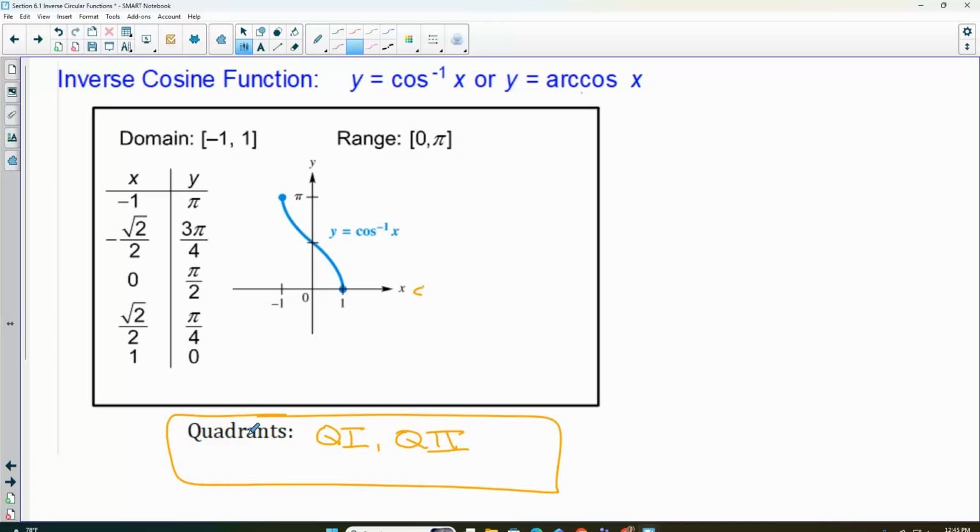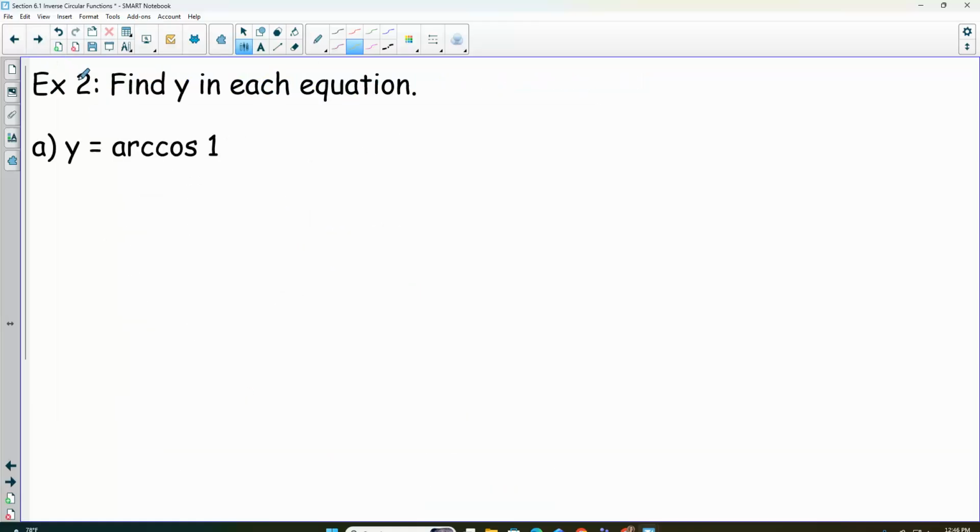Take a second and look at example 2 and see if you can figure out any of those values. So we did them for sine together. Try them for cosine. When I see arc cosine or cosine inverse, I know it's either quadrant 1 or 2. 1 is positive, so it's in quadrant 1. You can think about your unit circle. Cosine is the x value. When is x positive 1? 0 degrees.